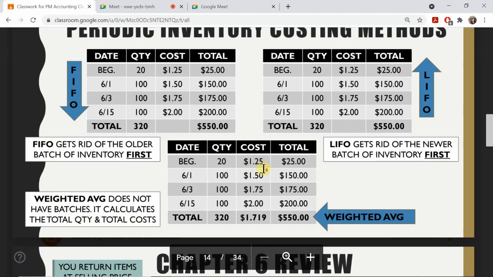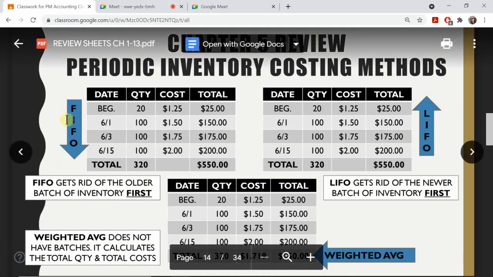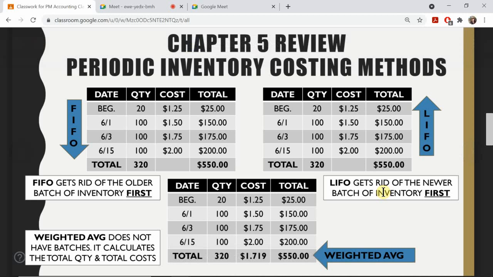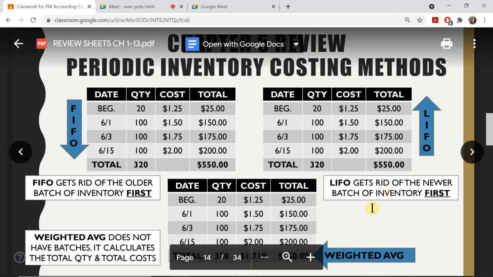Okay. So here we take a look at FIFO, right? You're going to start from the top and make your way down to the bottom. Okay. Where LIFO, you're going to start from the bottom and make your way to the top. And then weighted average, we don't care what came first or what came last. All we care about is what the goods available are, right? And what the total cost is, and divide it so then you get an average cost per item. Okay? So that's weighted average for you.